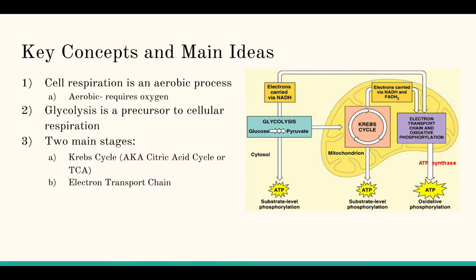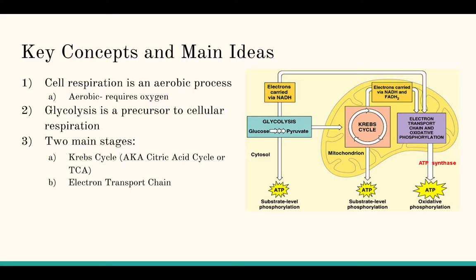Some main ideas with cellular respiration. It is an aerobic process. Aerobic means that it requires oxygen. So think about when you do aerobic exercises. If you're doing jumping jacks or running the mile, you're breathing pretty heavy. You're taking in a lot of oxygen. Aerobic means it's requiring oxygen. Anaerobic would be something that does not require oxygen.